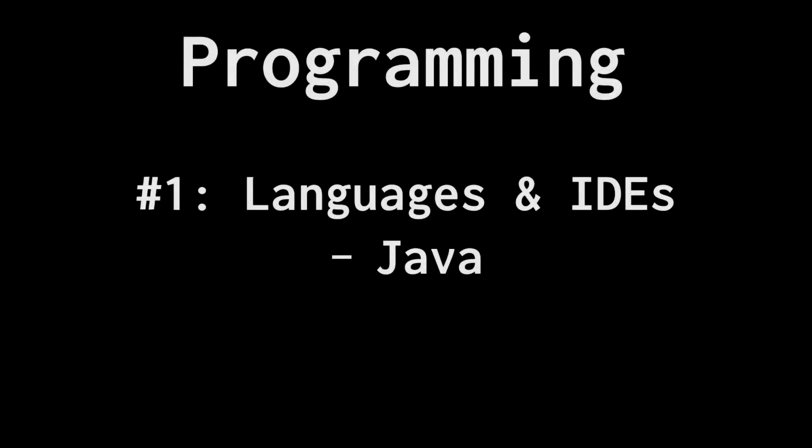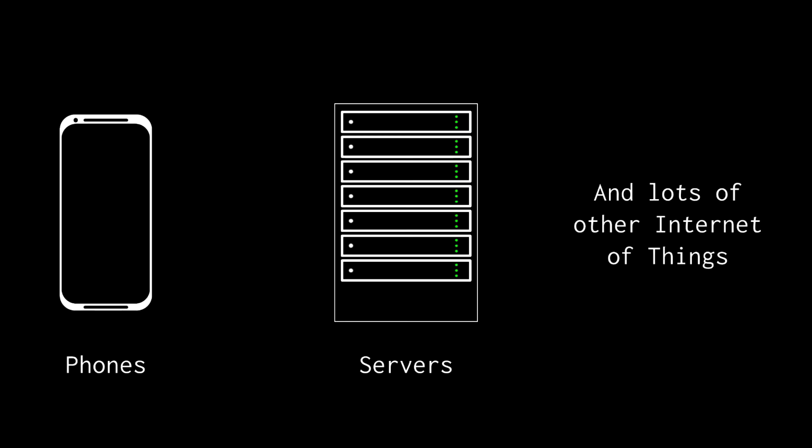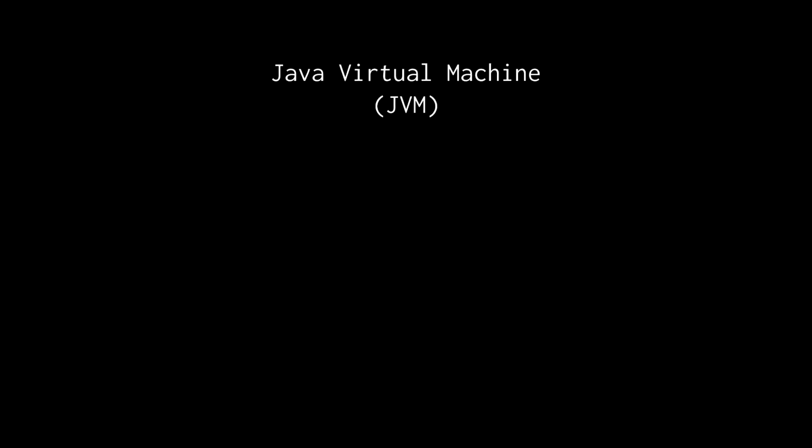Java is a very common and popular programming language in recent years. It drives our phones, servers, and lots of Internet of Things. Java, not to be confused with JavaScript or the island of Java, seriously, don't confuse it with JavaScript, works inside the Java Virtual Machine, or JVM.